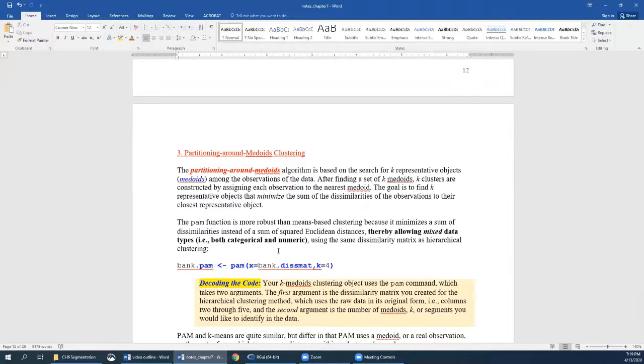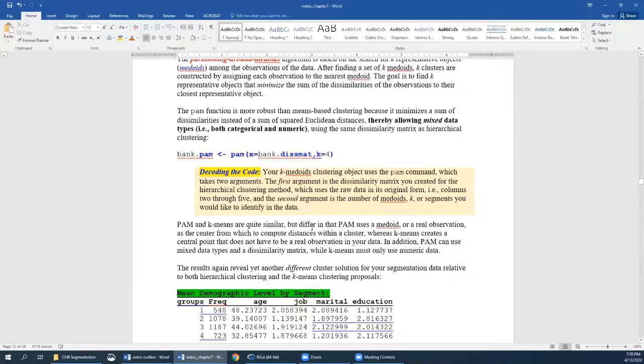What you do need to know is that PAM and k-means differ in that with k-means you can only use numeric variables. Remember, we had to use the numeric versions of our categorical variables, but with PAM you can actually use categorical and numeric variables, and it uses the dissimilarity matrix, that DAISY function that we used for hierarchical clustering. So that's the second key way that it differs. I have a summary of these differences here.